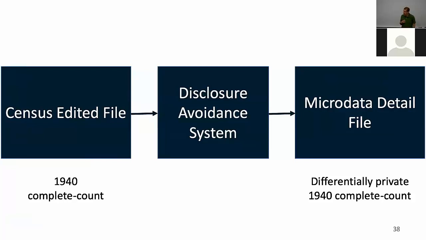The differentially private 1940 complete count data is the equivalent of the microdata detail file that Census will produce. And these are the terms, the CEF and the MDF, that Census uses to describe these products.